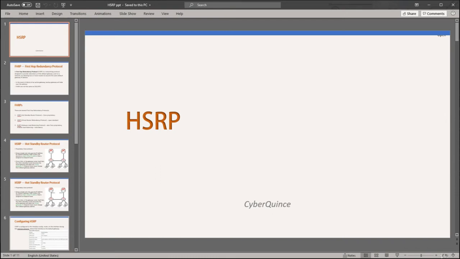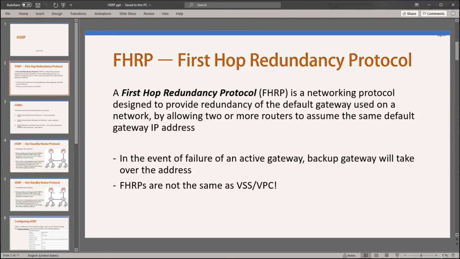In this lesson, I'll cover HSRP, short for Hot Standby Router Protocol, but we'll also touch upon other first hop redundancy protocols. First hop redundancy protocols are a family of protocols that all have the same goal: to provide redundancy or ensure availability of a default gateway.